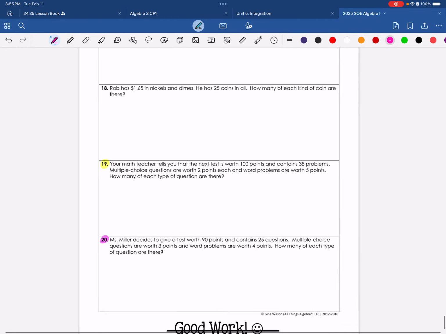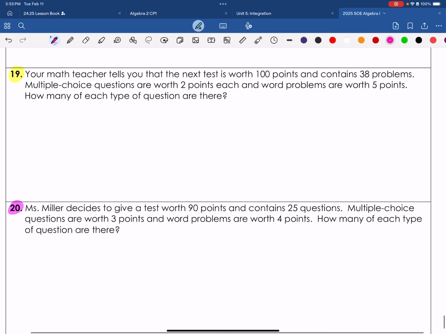All right, last one we're going to do together is number 19. This is about giving a math test. So a math teacher tells you that the next test is worth 100 points and contains 38 problems. Multiple choice questions are worth 2 points each, and word problems are worth 5 points each. How many of each type of question are there?